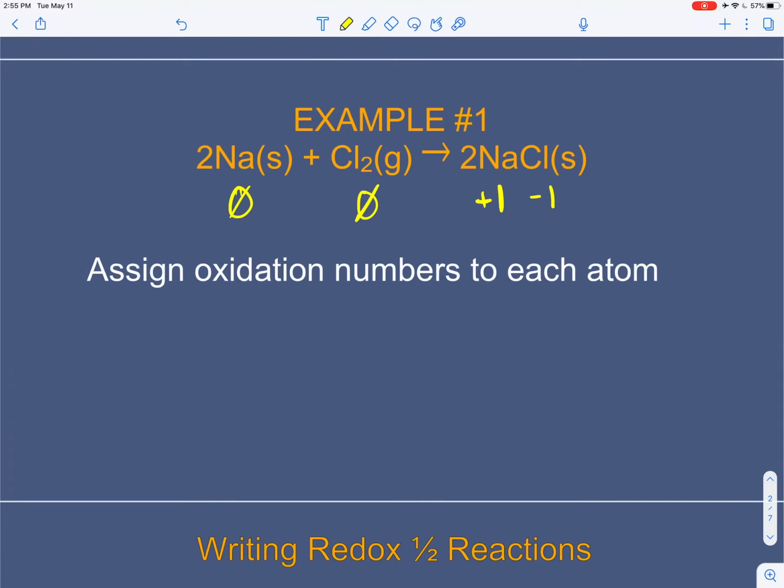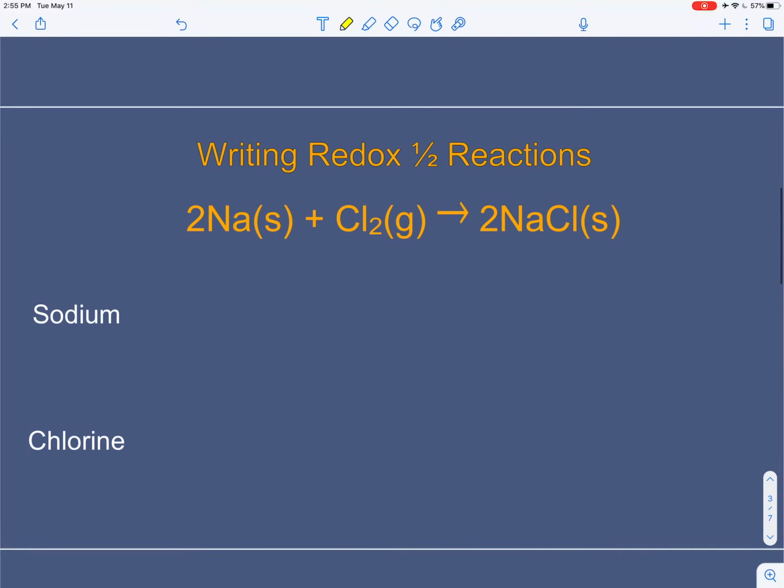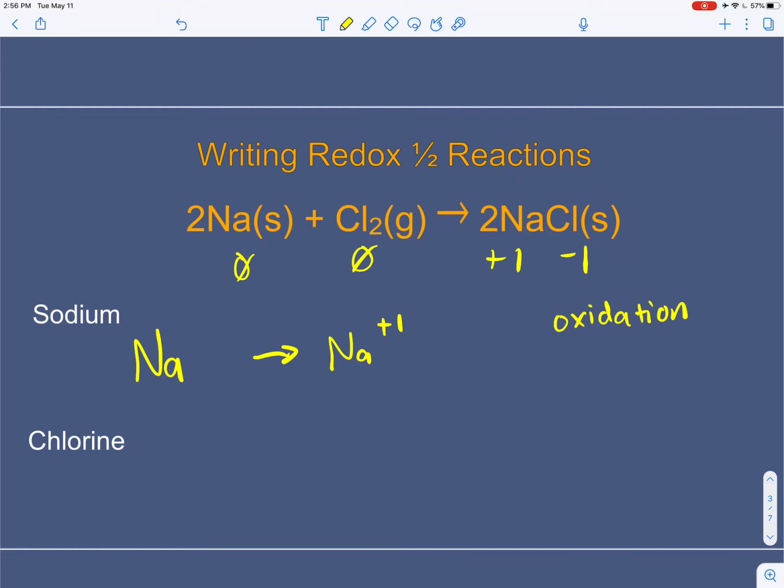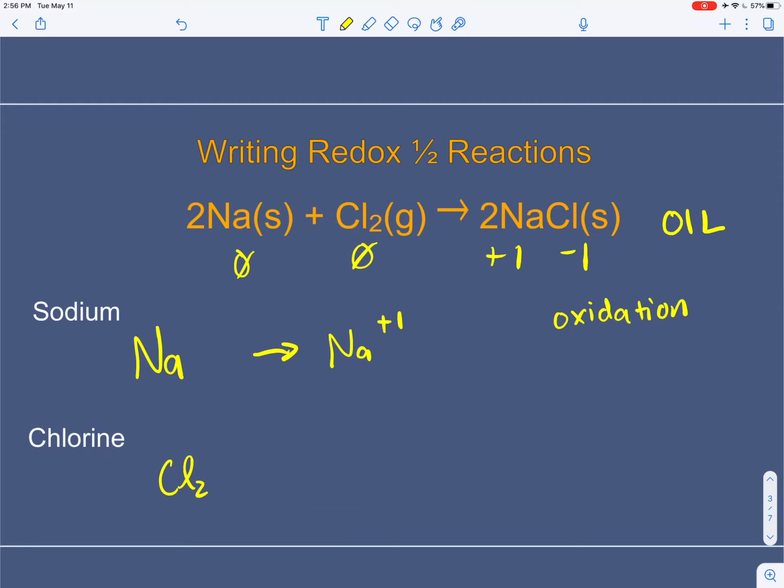All right, so the next question is usually, what is being oxidized and what is being reduced? So again, 0, 0, +1, -1. For sodium, it's going from Na and becoming Na +1. If the number increases, this is oxidation. So it's losing an electron. Remember, oil, oxidation is loss of an electron. Meanwhile, chlorine is going from Cl2 to Cl-1. Now chlorine, on the other hand, is being reduced. The number is literally being reduced. So chlorine's undergoing reduction.